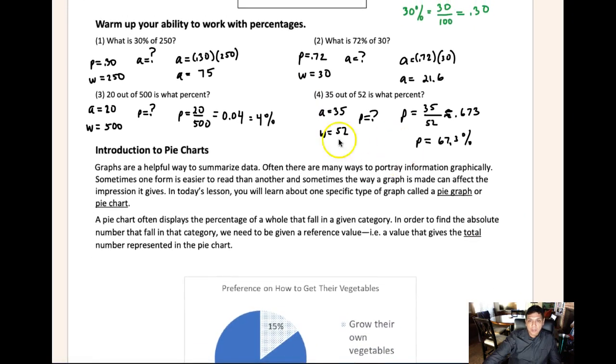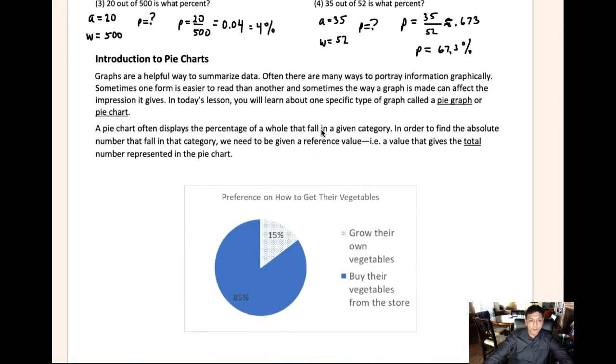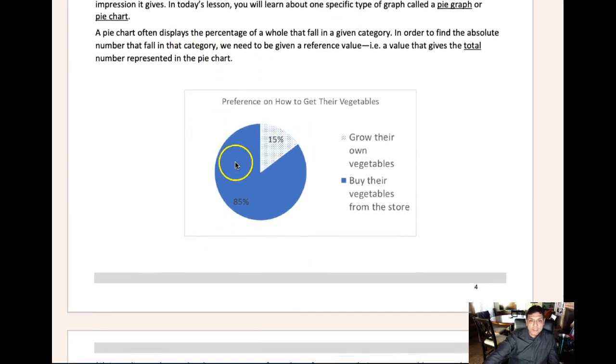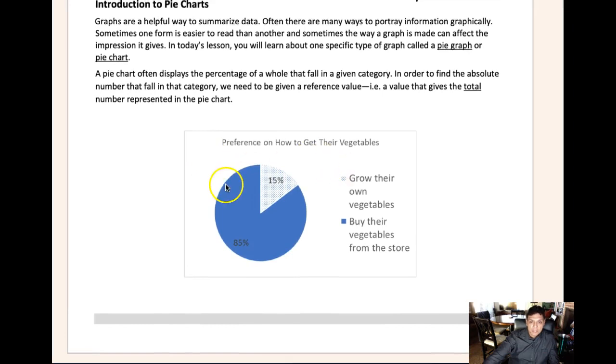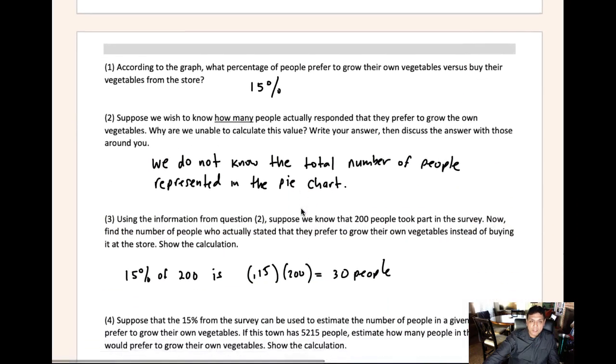Now, after you analyze that and take a look at how I solve those problems using those formulas, we would go ahead and answer some questions. So here's an example of a pie chart. Again, it looks like a piece of pie, and we cut it into slices. And so you can see this representation here. 85% of people buy their own vegetables, 15% grow their own vegetables. So with that in mind, we could answer some questions here.